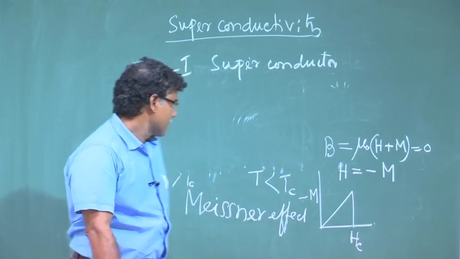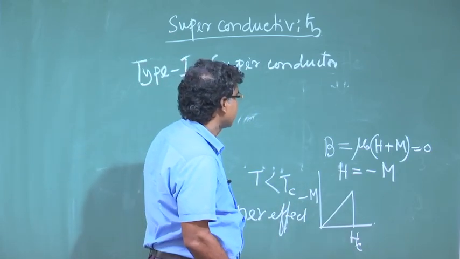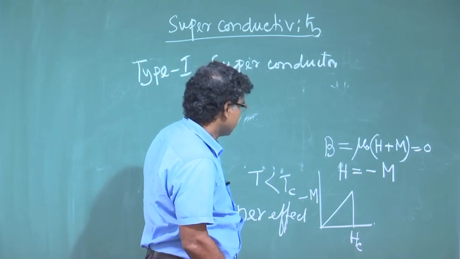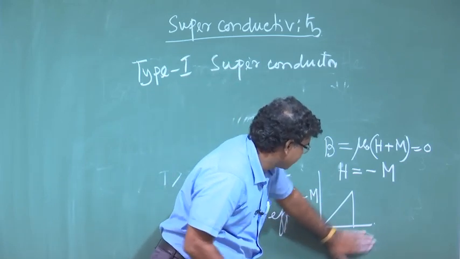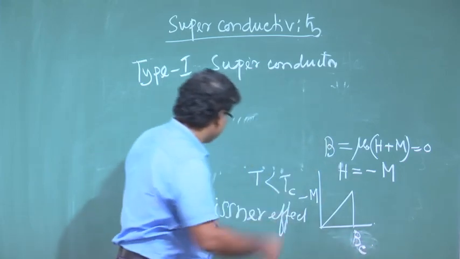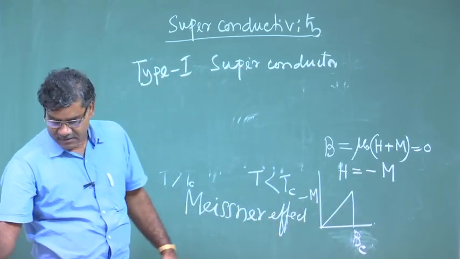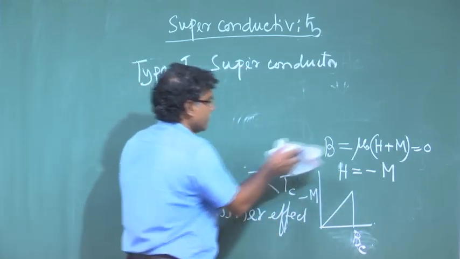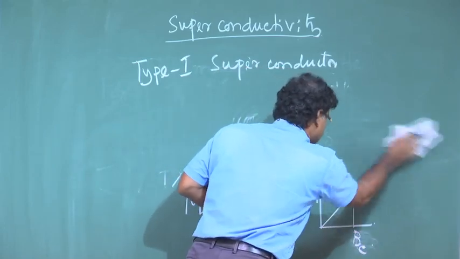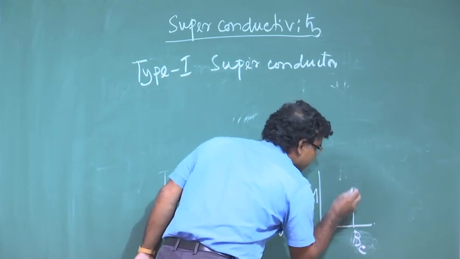Generally I prefer to write BC, though one can write AC also. So, when it follows like this, we call it a type 1 superconductor, but there are some materials where it follows like this.